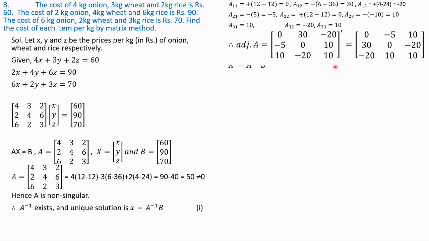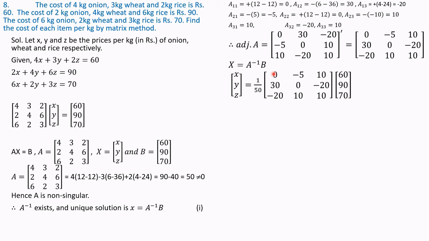Therefore, the solution is given by X is equal to A inverse of B. We can write X as the matrix x, y, z, and A inverse as the adjoint of A divided by the determinant of A. The determinant of A we have found here is 50. So it is 1 by 50 into the same matrix into B. B is 60, 90, 70.